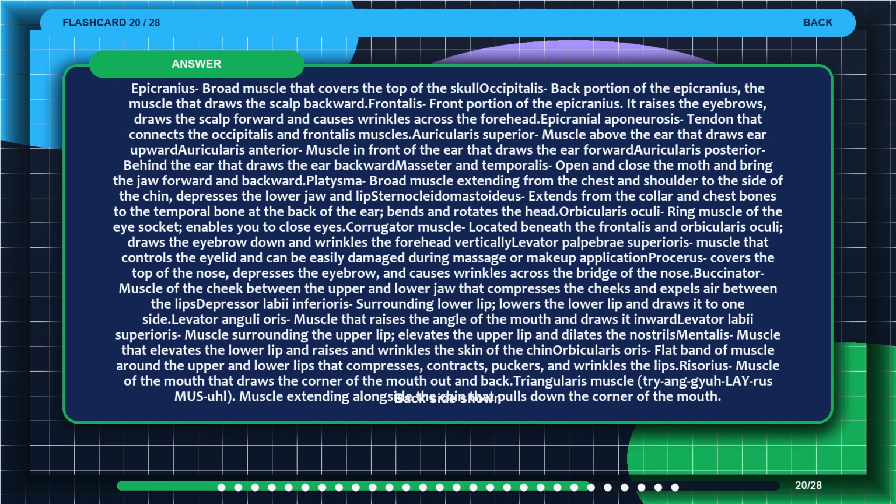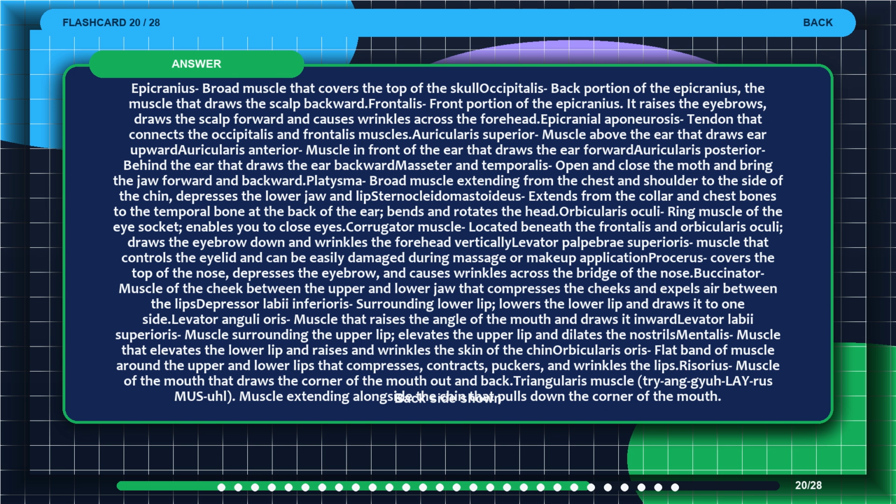The answer is: epicranius, broad muscle that covers the top of the skull. Occipitalis, back portion of the epicranius, the muscle that draws the scalp backward. Frontalis, front portion of the epicranius. It raises the eyebrows, draws the scalp forward and causes wrinkles across the forehead. Epicranial aponeurosis, tendon that connects the occipitalis and frontalis muscles.